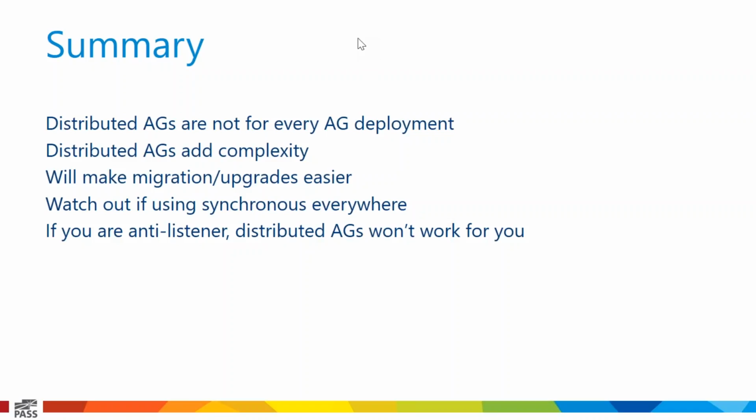Because if I'm going to have 2 and 2, you know, again, that thing that I just drew, I don't want to have synchronous everywhere. And I do know folks who don't use listeners because of what that entails, meaning there are some objects that go back in Active Directory and DNS. So if you don't use listeners, you cannot use distributed availability groups.